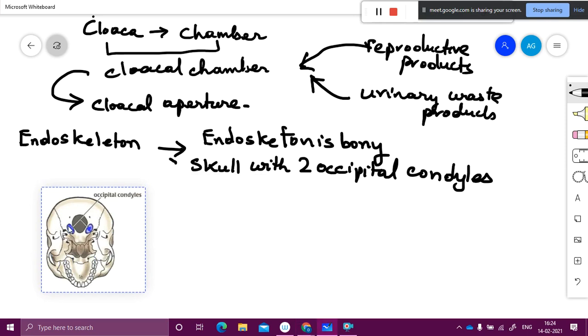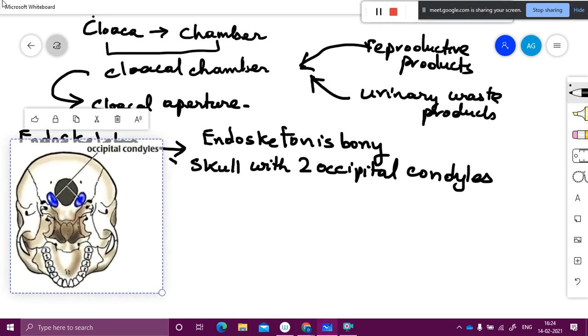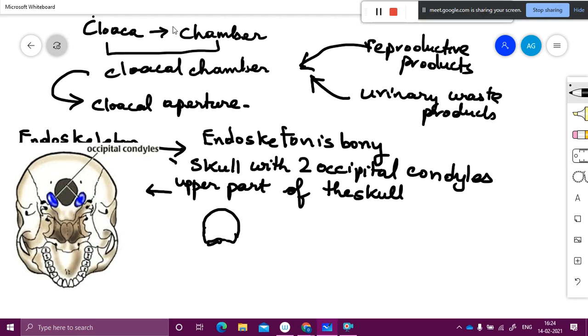So this is the structure I am showing you. This is the bottom of the skull, upper part of the skull. If this is the skull and this is the lower jaw, this is the upper jaw, this is the upper set of teeth.